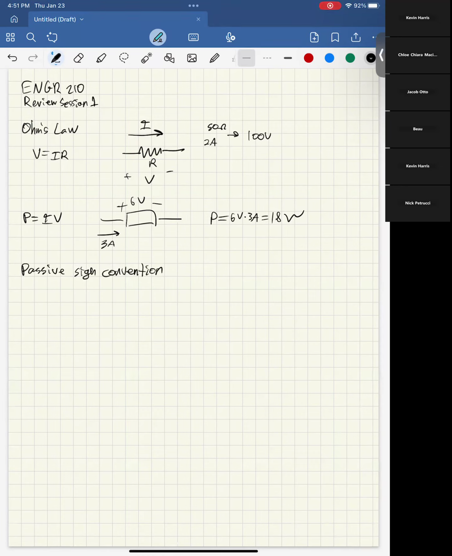So the passive sign convention basically tells you whether or not power or voltages are positive or negative in some scenario. The way that I remember it is that things are all positive when the voltage drop is in the same direction as current flow. This will become relevant soon in the class.